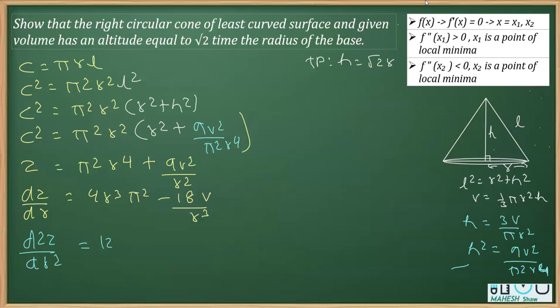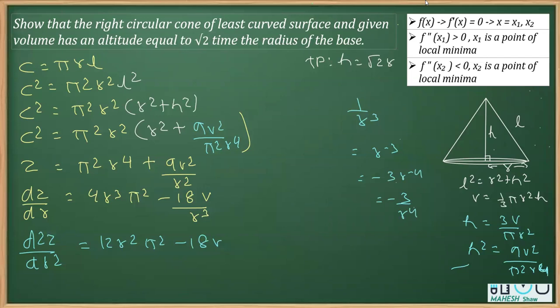The derivative of this is what? 4 3s are 12, 12 r square. And there is a pi square also, minus 18v. Now once again, this is 1 over r raised to the power 3, which is r raised to the power minus 3, whose derivative is minus 3 r raised to the power minus 4. So it's minus 3 over r raised to the power 4.